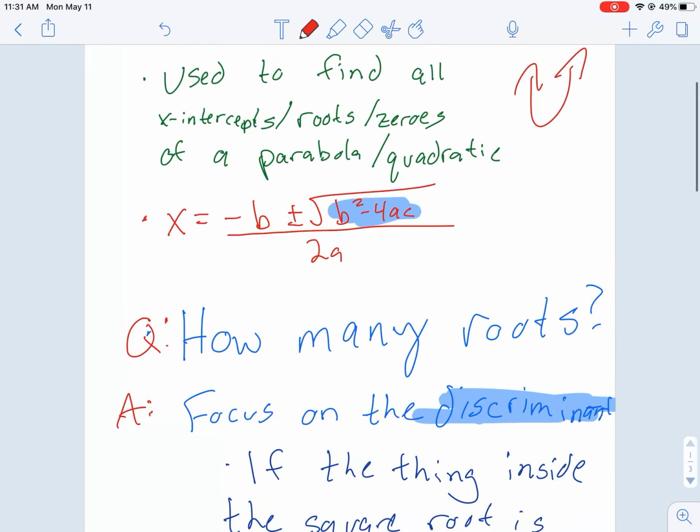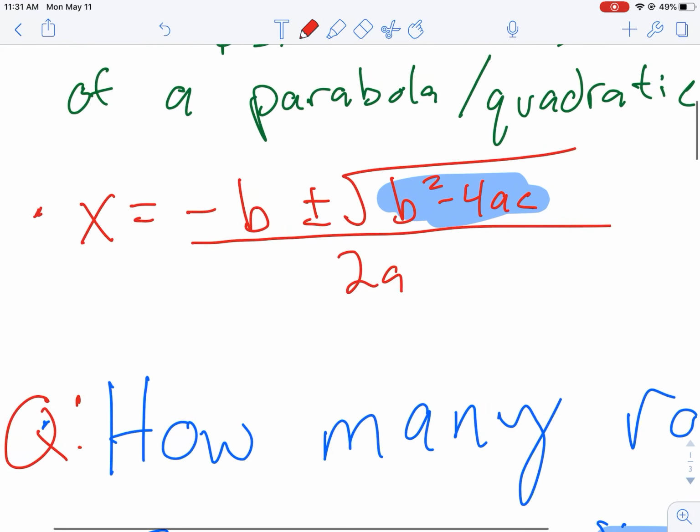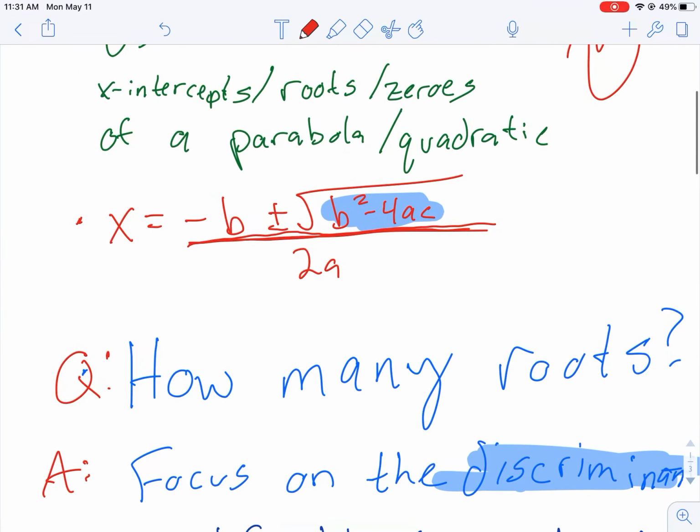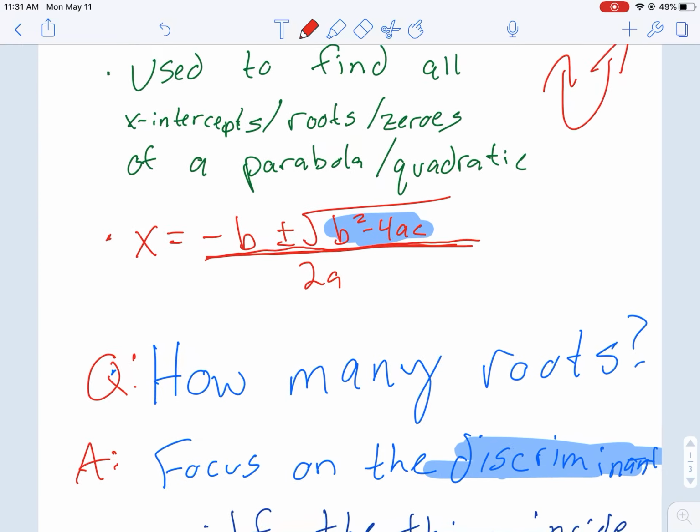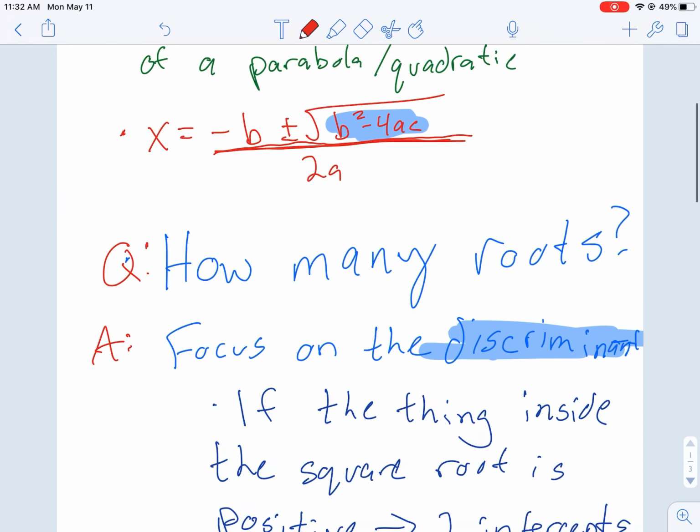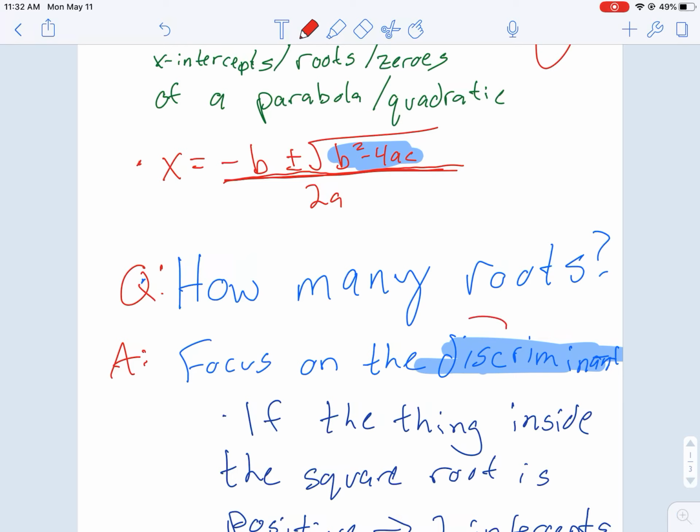Before we dive into it, let's take a look at the formula as a whole. We have x equals negative b plus or minus the square root of b squared minus 4ac, all over 2a. Make sure you have this fraction bar going underneath the entire numerator. We want to know how many times our parabola touches the x-axis, or how many factors our quadratic function has. To do this, we're going to focus on the discriminant, which is the part I also highlighted in the formula.